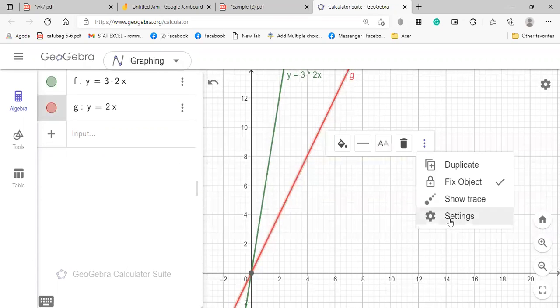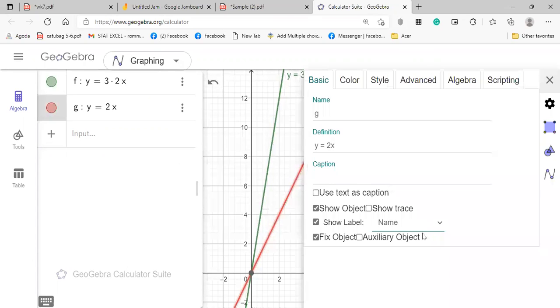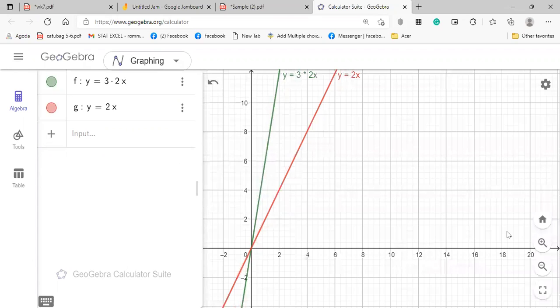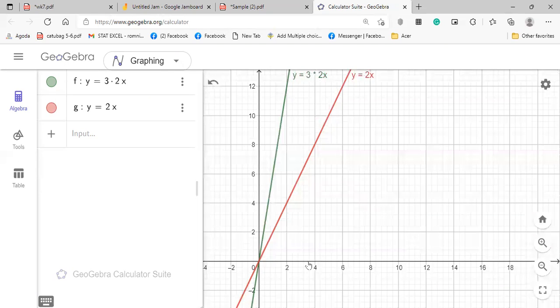Nung y equals 2x siya, ang nangyari is mabagal siya mag-increase. Kita mo? When x is equal to 4, y is equal to 8 pa lang. Pero nung nag-multiply ka ng 3 sa kanya, ang bilis niya mag-increase, class.